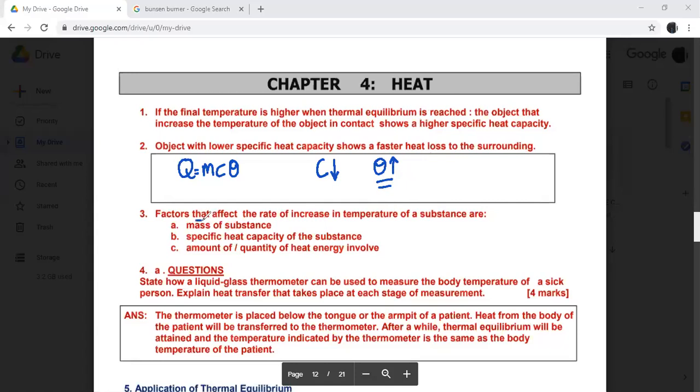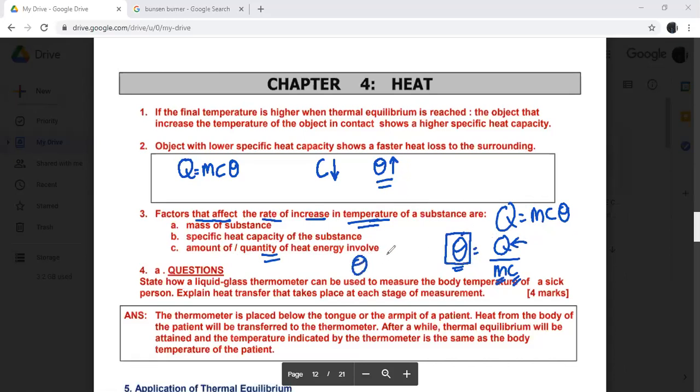What are the factors that affect the rate of increase in temperature? As you know, Q equals mc theta, so theta should equal Q over mc. So the factors that influence the changes of temperature should be, number one, the mass of the object. Number two, the specific heat capacity of the object. And the quantity of energy given. These are the main factors that will influence the changes of temperature in an object.